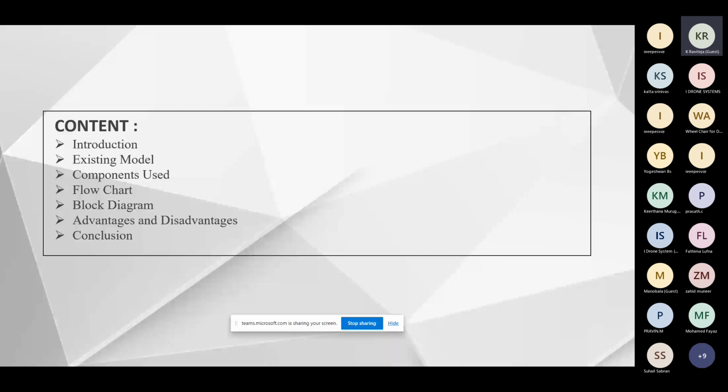And this is not only installed in the college buses but also in private vehicles, management vehicles, bikes, cars, etc. The content includes introduction, existing model, components used, flowchart, block diagram, advantages and disadvantages, and then conclusion. Now, my friend Harish will discuss the components.